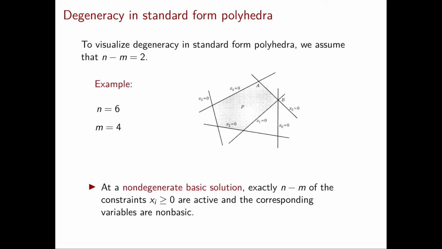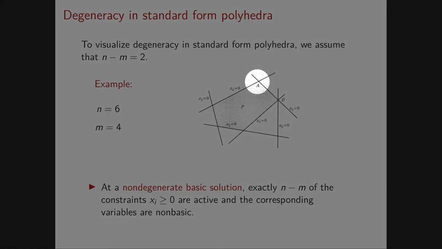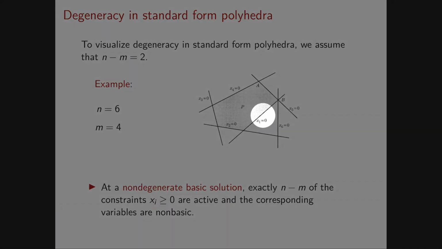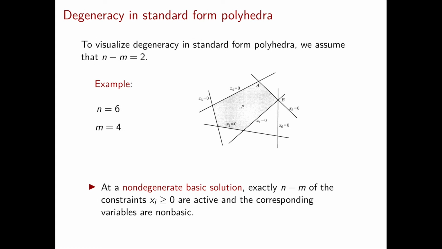So in particular, our vector A over here is non-degenerate, while our vector B here is degenerate because there are 3 lines passing through B. This means, for example, that if you choose x1 and x5 to be non-basic, you're setting them both to 0. The unique point that satisfies both of them equal to 0 is the intersection of the 2 corresponding lines, and such a point must also satisfy x6 equal to 0, giving you a degenerate basic solution.